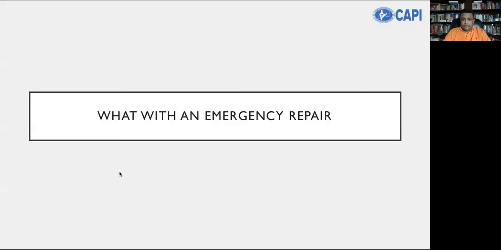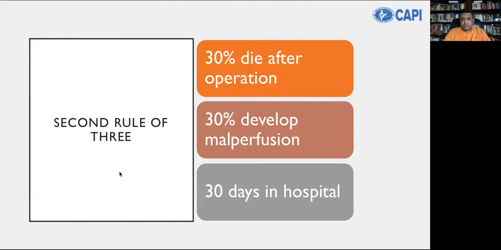And as I told you, with an emergency repair, that means you get a patient with type A dissection and you take them for surgery, this is another rule of three you have to remember. 30% will die after operation. That means within the first 30 days after the operation, 30% will die. That's the operative mortality. 30% will develop malperfusion and either will need dialysis or something or the other, or will need help from Dr. Jain to come and put stents in the visceral vessels or in the descending aorta.